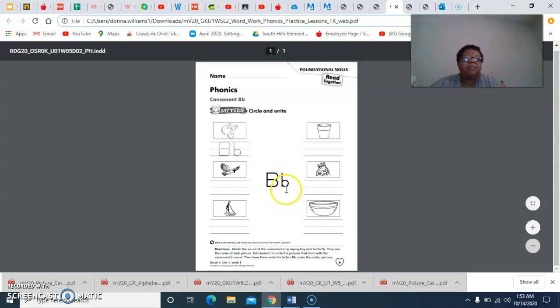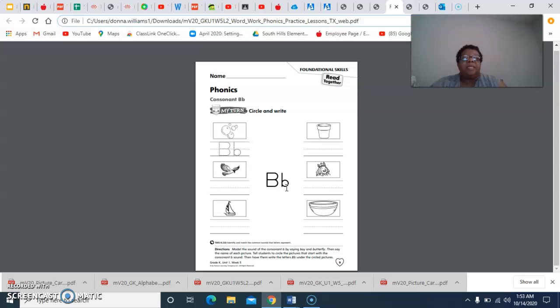Uppercase B, lowercase b. And if you remember that the B, when you make your circle, is going to the right. Sometimes we do it on the left, and that makes the letter different. It turns it into letter D. So always remember to make your circle go to the right, okay?